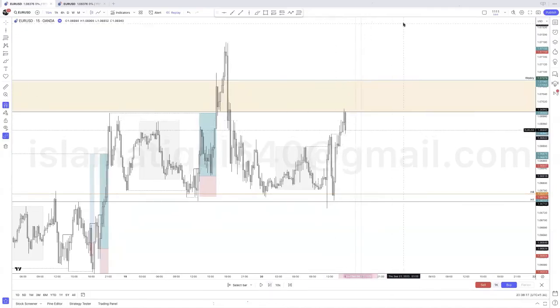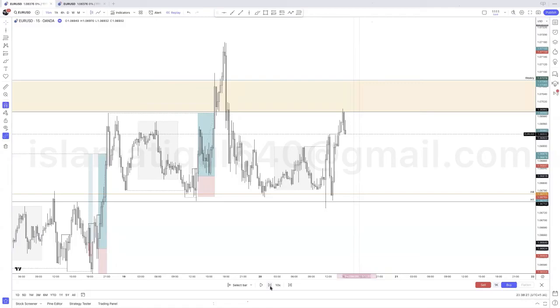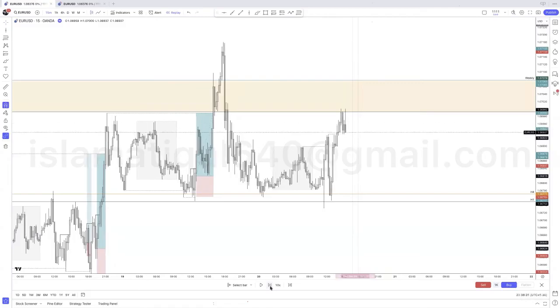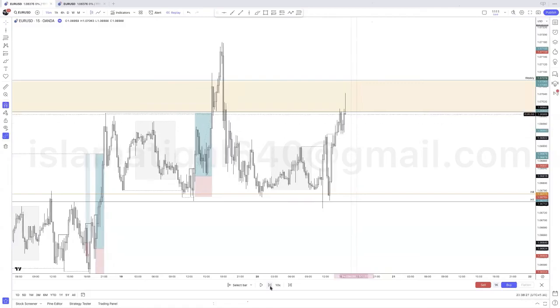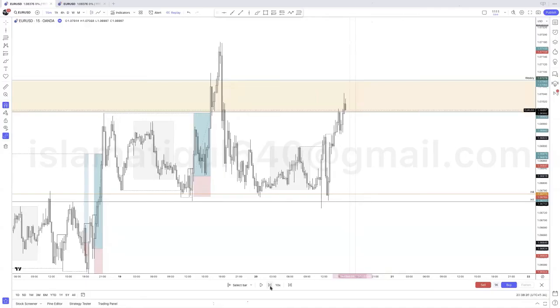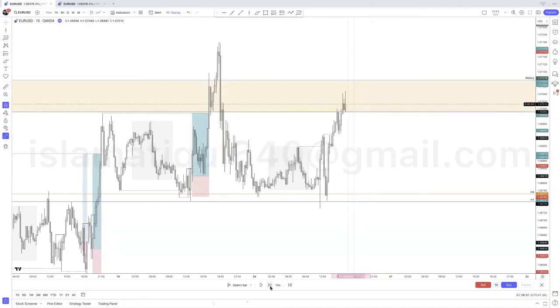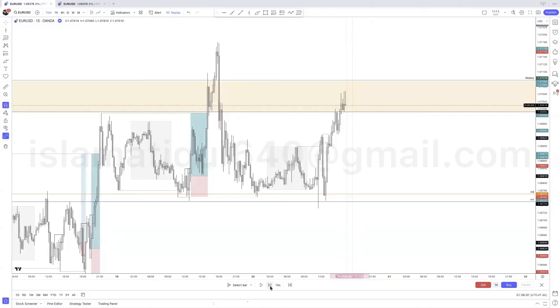So all of these are very identical setups. Good drops, but let's wait for the time. Time is necessary. Let's wait for the timing. Nothing yet. Still waiting. Let's wait for the next candle.